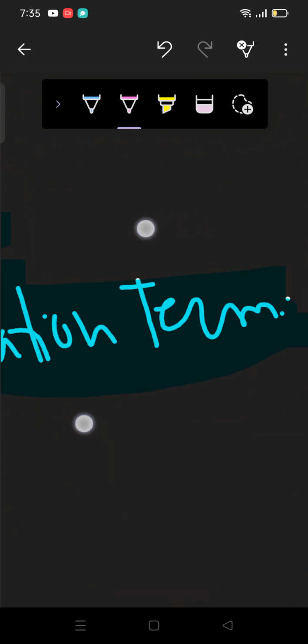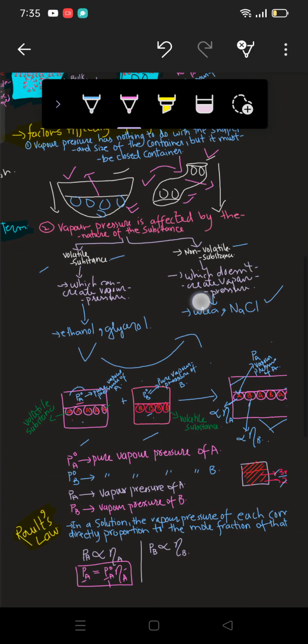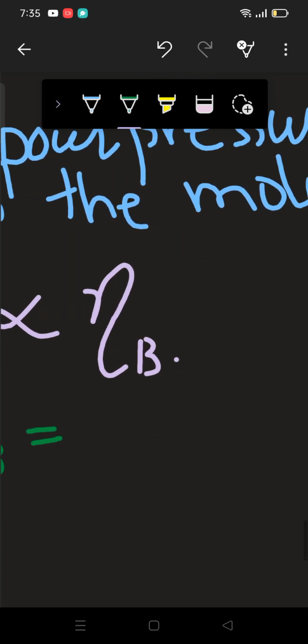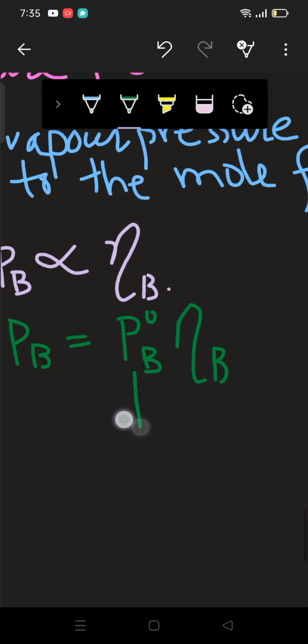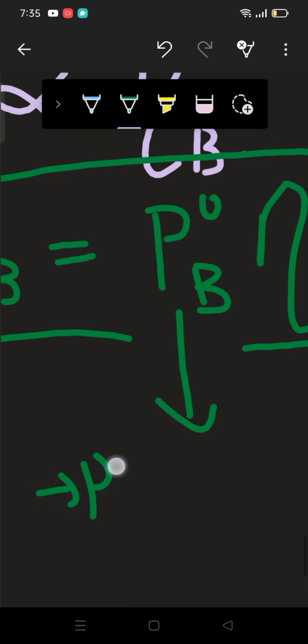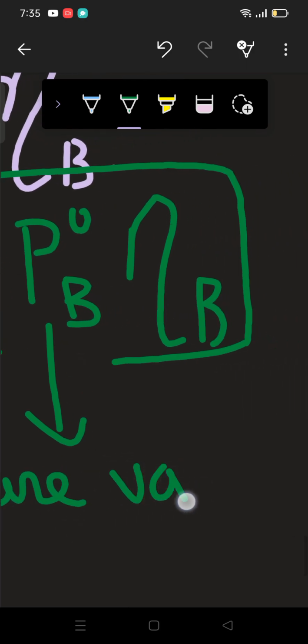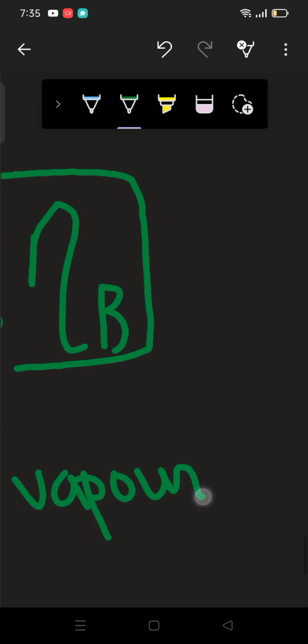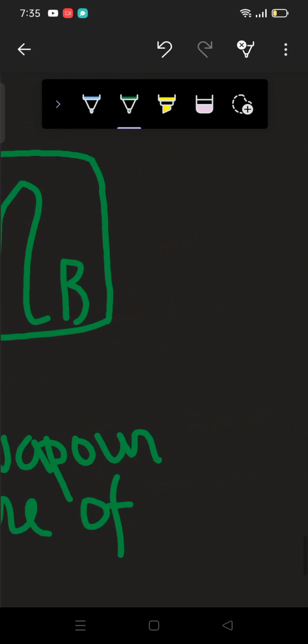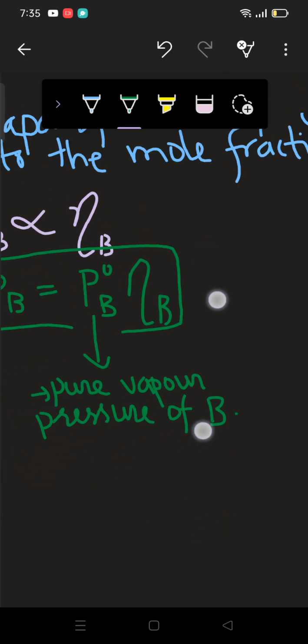Alright, here too, when we remove this proportionality sign, just wait for a while. Yeah, so when we remove this proportionality sign, we get PB is equal to a constant, which is P naught of B, times NB, which is the mole fraction of B. Now what this represents is the pure vapor pressure of B, pure vapor pressure of B, right?